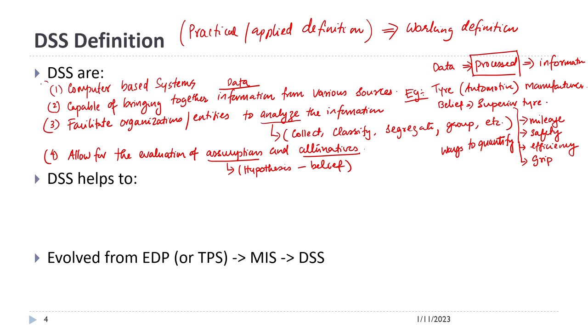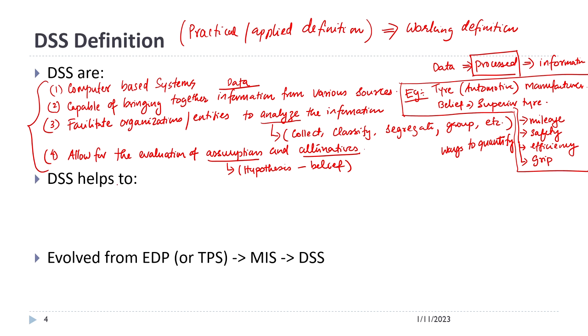So, if any system allows for all these four things, you can generally call it a computer based system capable of bringing together information or data from various sources, and it facilitates the analysis of information, not just calculating a numerical value, but it can classify, segregate, etcetera. It also allows for evaluating assumptions and alternatives. I showed you what a hypothesis is with a separate example. With all of these things put together, you can generally say that is a decision support system.